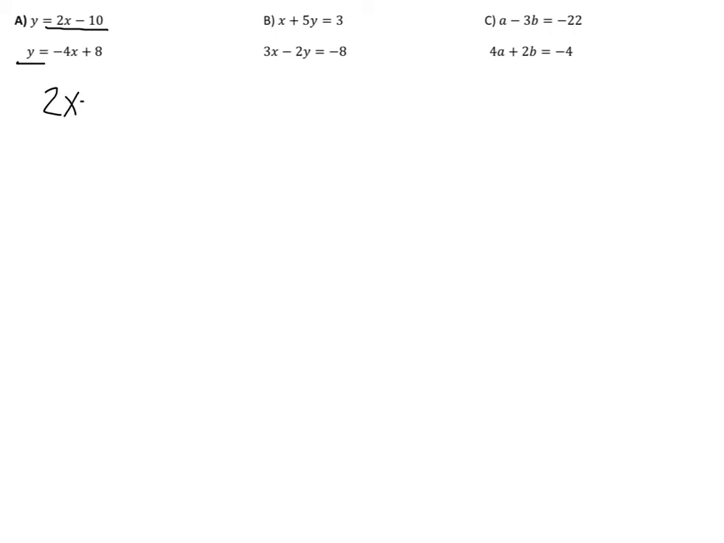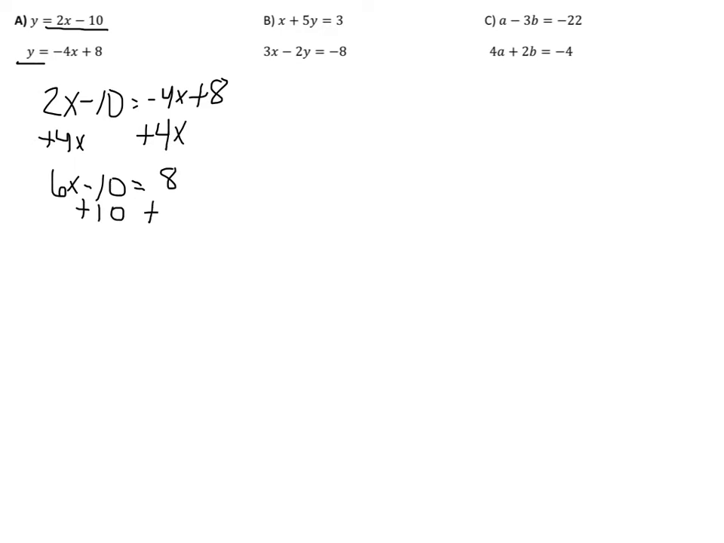So we have 2x minus 10 equals negative 4x plus 8. Then we can solve for x, because now we don't have any y's left. I'm going to add 4x to both sides, so that I end up with 6x minus 10 equals 8. I'm going to add 10 to both sides, so that I have 6x equals 18, and then I'm going to divide by 6, which gives me x equals 3.